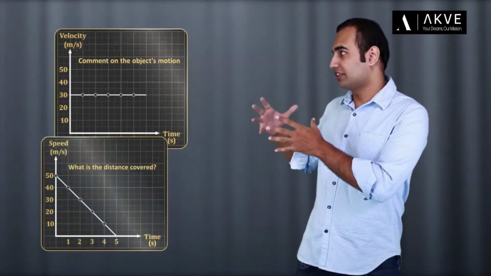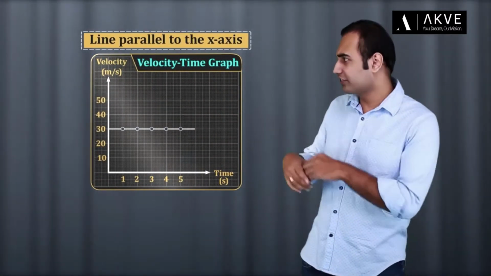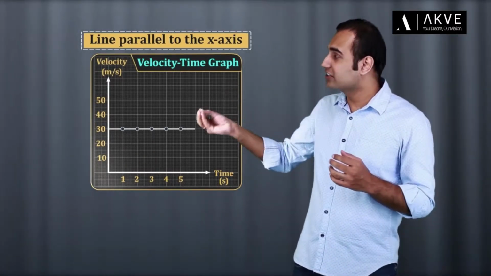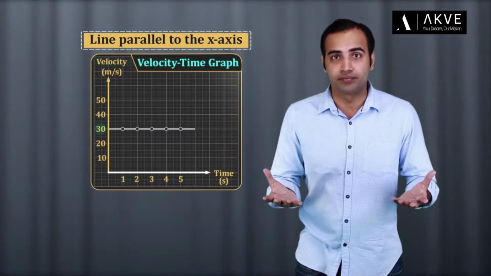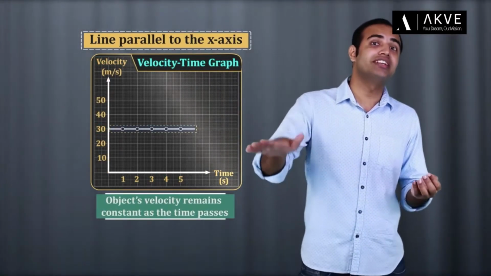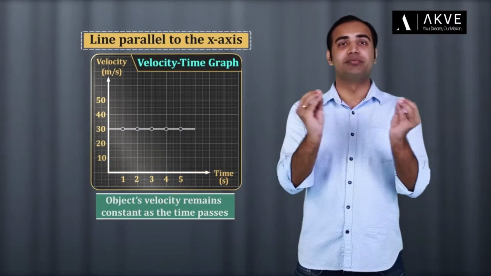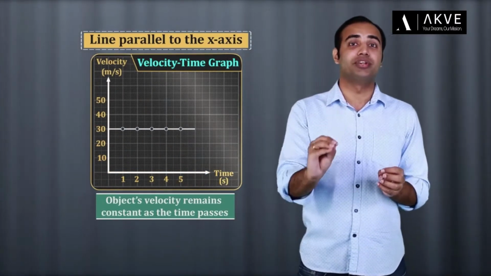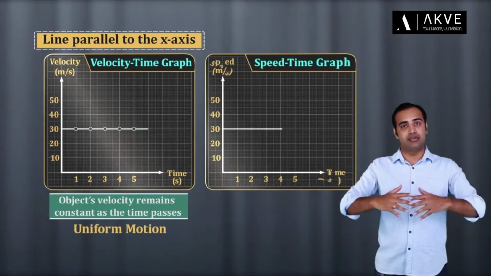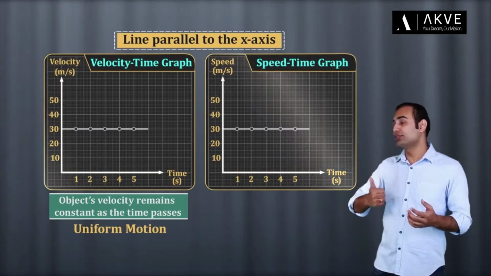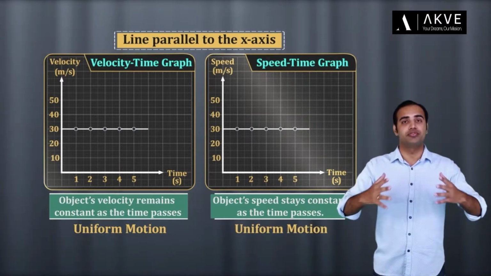So the first graph is a velocity time graph where we have a line parallel to the x-axis. So in the context of this graph, we can say that as the value of time is changing, the value of velocity is not changing. In other words, the object's velocity remains constant as the time passes. What does that mean? Well, it simply means that the object is undergoing a uniform velocity motion. The same thing is true in a speed time graph as well. A line parallel to the x-axis in a speed time graph also means that the object is undergoing uniform motion.